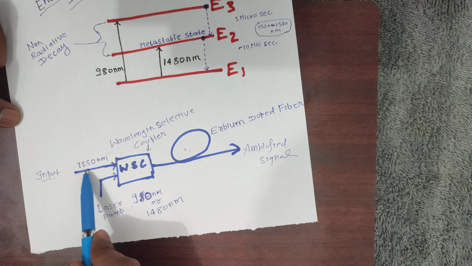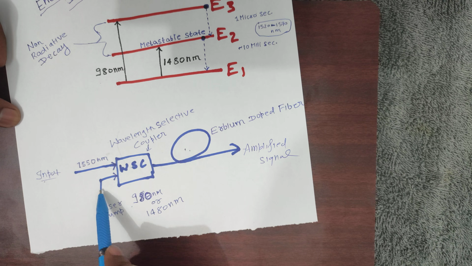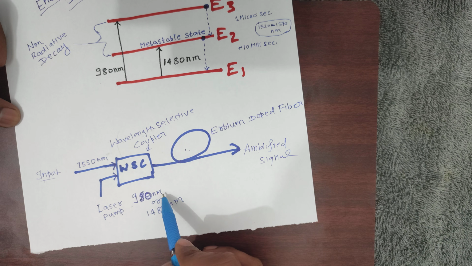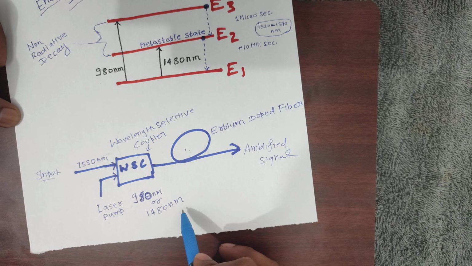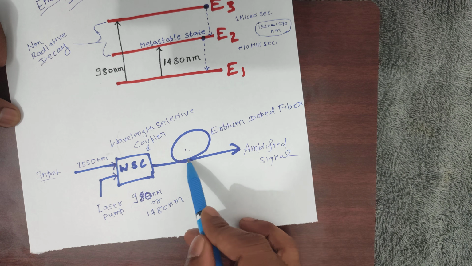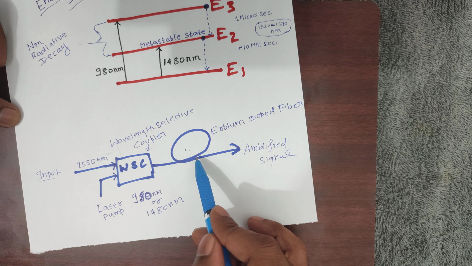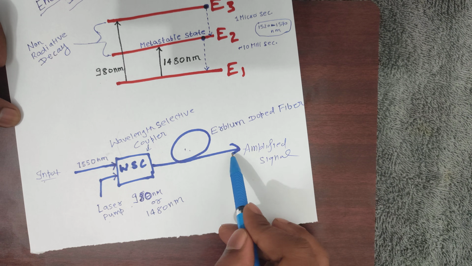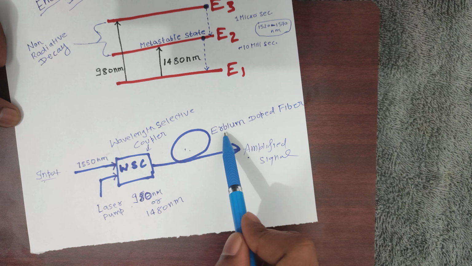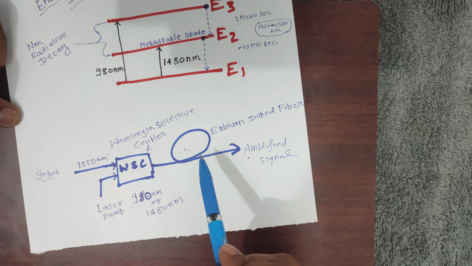So here we are giving our input signal which is going to be amplified. From here we are also giving the laser source, a stream of lasers at 980 nm or maybe 1480 nm, and both signals will be passed through the erbium doped fiber. In this erbium doped fiber our signal will be amplified and we will get the amplified signal. So we have to understand the laser pump and what is happening inside this erbium doped fiber.